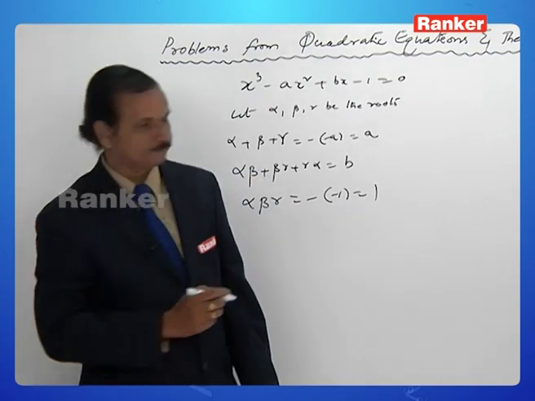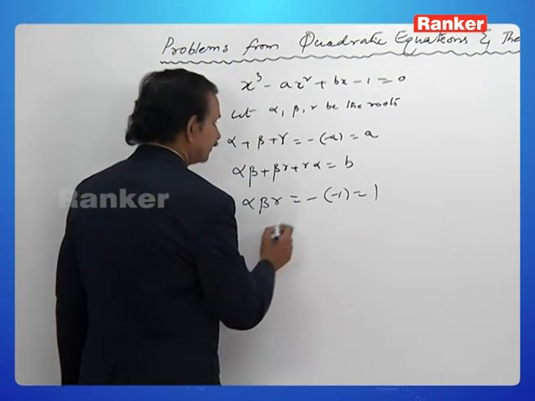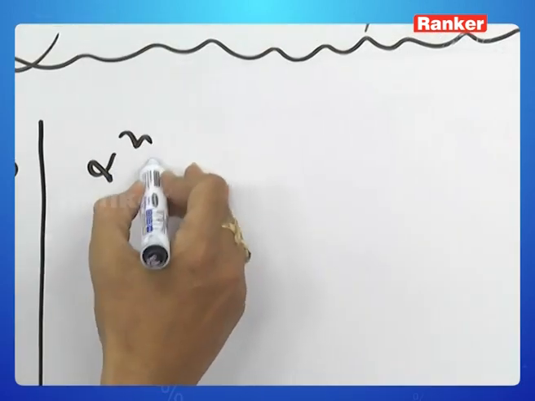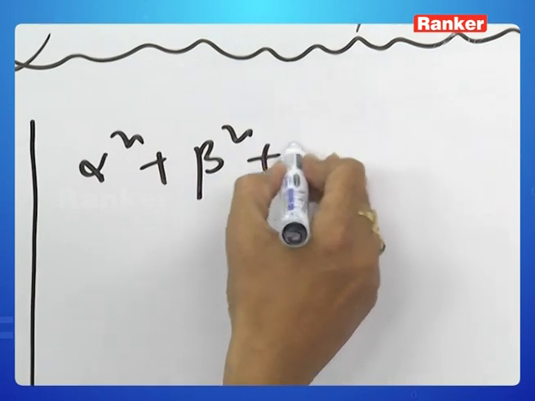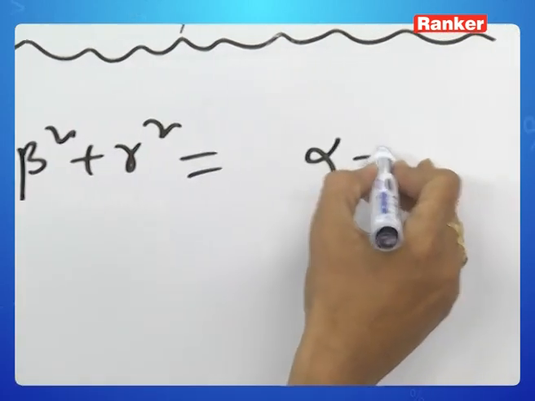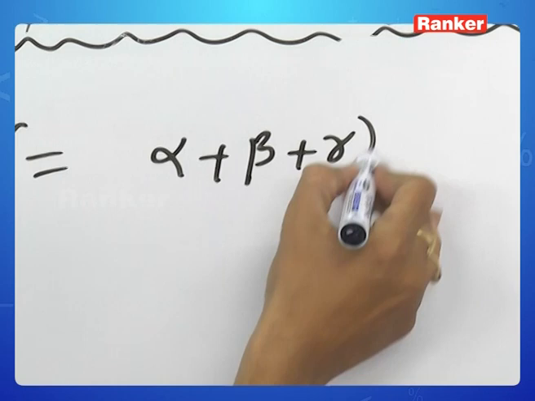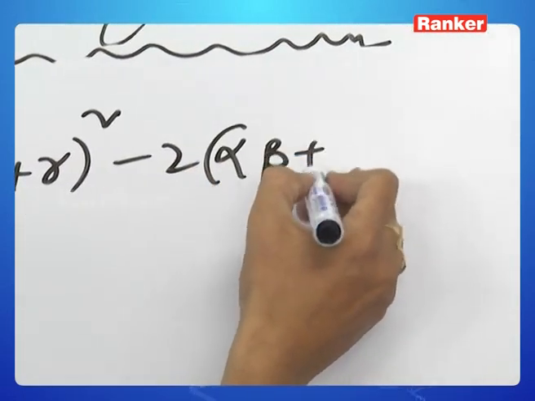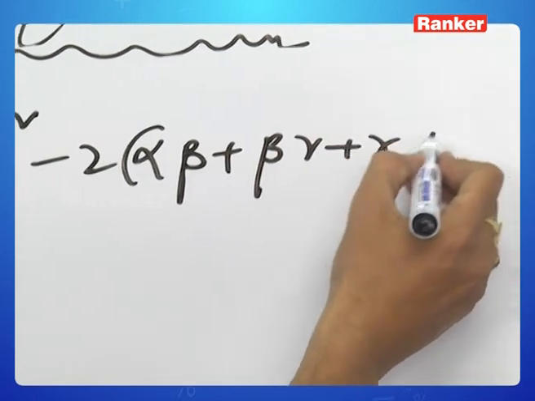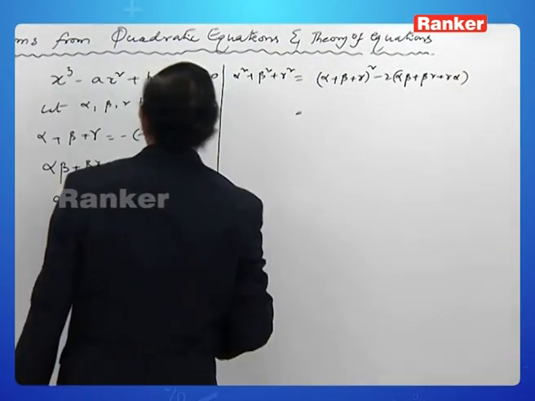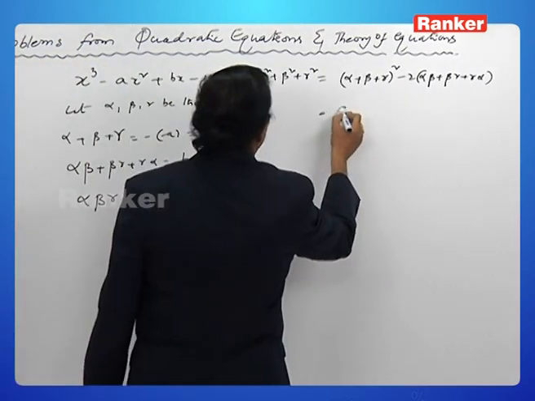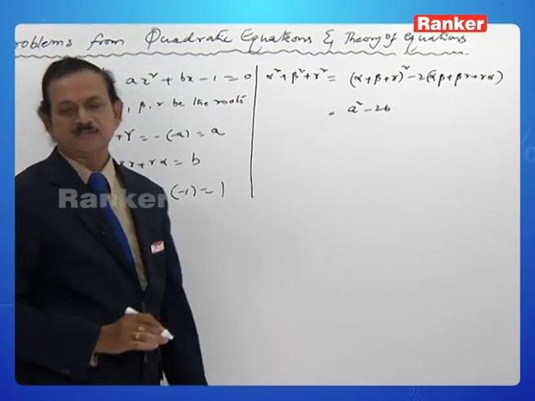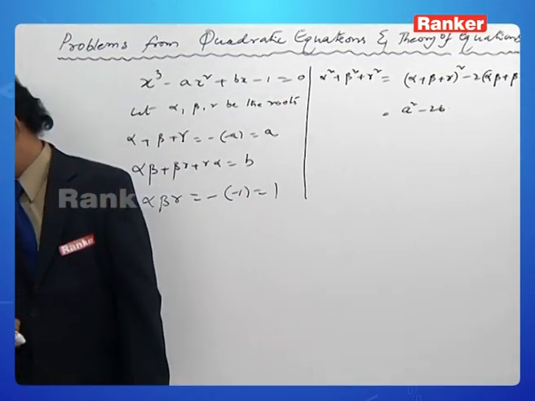First of all, firstly, what is alpha square plus beta square plus gamma square? You can have this as alpha plus beta plus gamma whole square minus 2 into alpha beta plus beta gamma plus gamma alpha. What is alpha plus beta plus gamma? a square minus 2b. We have got it. Alpha square plus beta square plus gamma square is obtained.